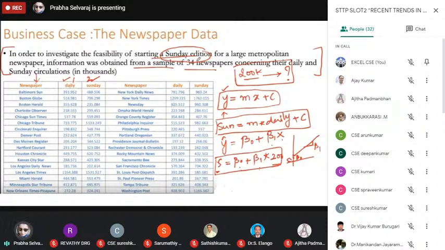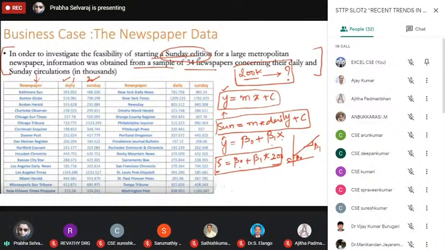Next, let us consider a big data set where you will have scope to analyze. I'm going to consider a weekly magazine and predict something. I want to investigate the feasibility of starting a Sunday edition. For weekdays, I have distribution, but I want to start a special Sunday edition for a metropolitan newspaper. I will obtain the information from a sample of 31 newspapers. Their daily and Sunday circulation, the name of the newspaper and the place, everything is given. Based on this, I have to find out whether, if I start a Sunday edition, it is feasible or not.